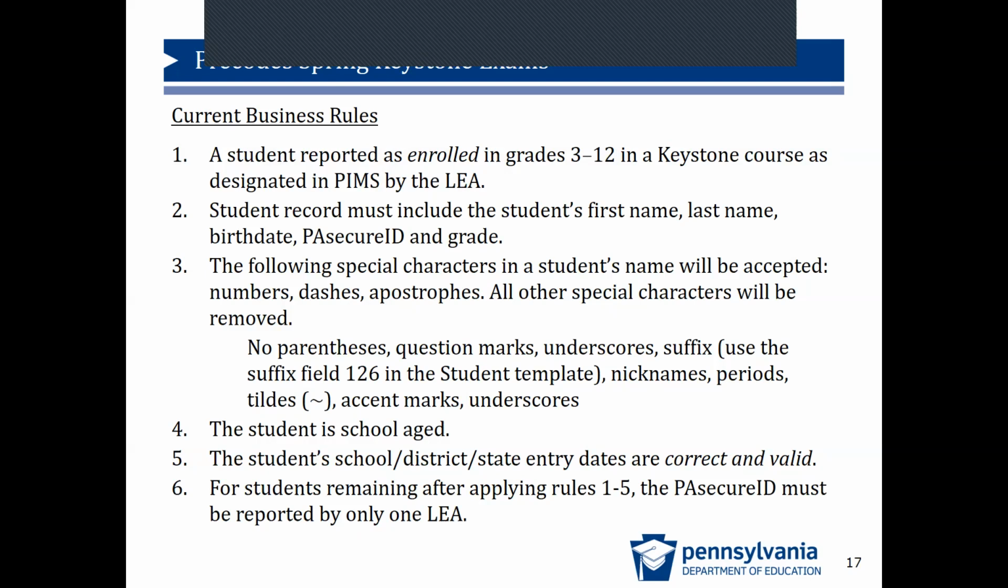Business rule number 4 states that the student is school-aged. Rule number 5 is fairly new. The student's school, district, and state entry dates must be correct and valid. A DQE rule prevents dates in the future. Business rule number 6 is covered in several slides and discusses how records are unduplicated and what LEA will receive the precode label.